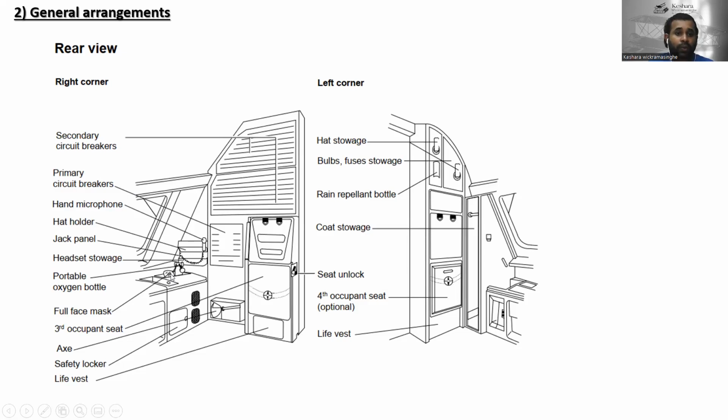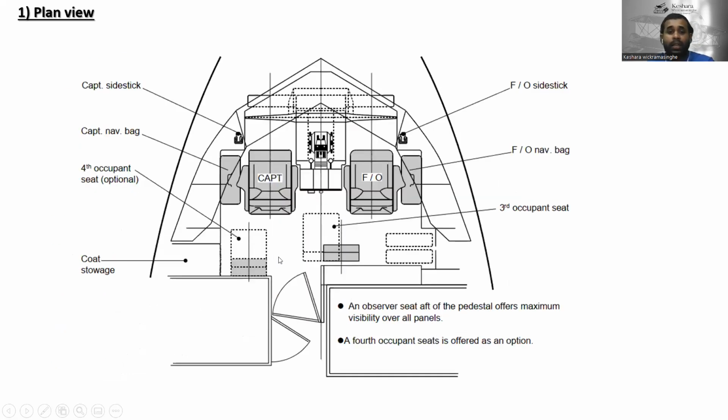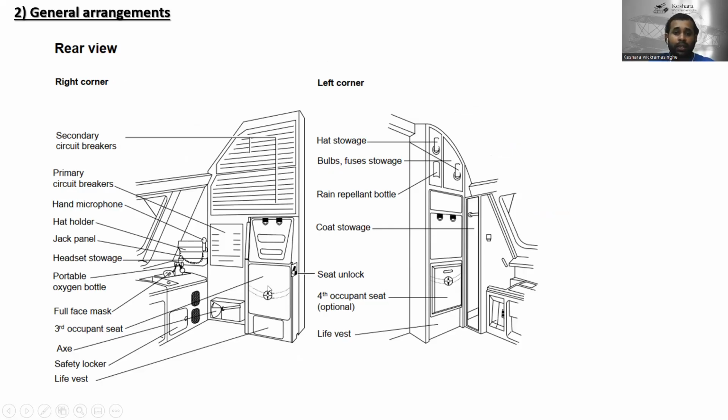Full face mask over there, and this is the third occupant seat. Here is the third occupant seat, and this is the X, which belongs to some emergency equipment. And this is the safety locker. Here is the safety locker, and the life vest over there for the third occupant seat. And there is a life vest for the fourth occupant seat as optional, and this is the fourth occupant seat.